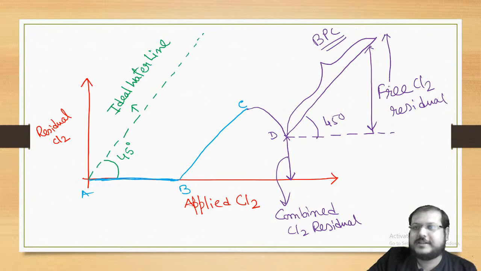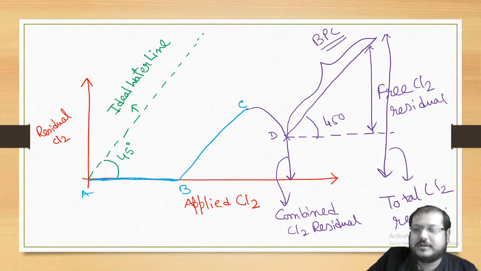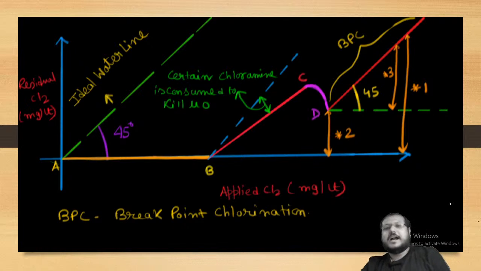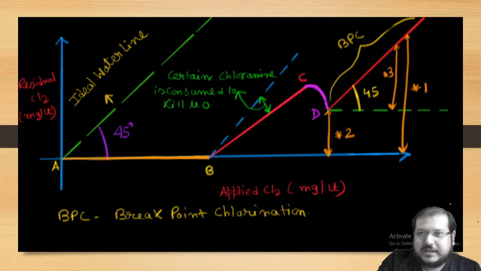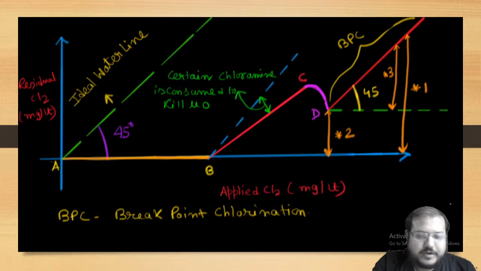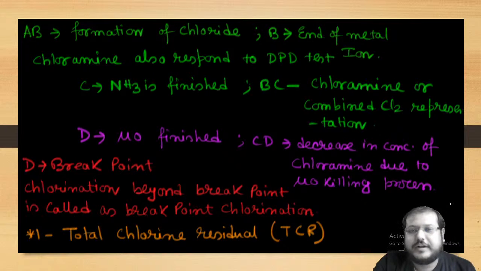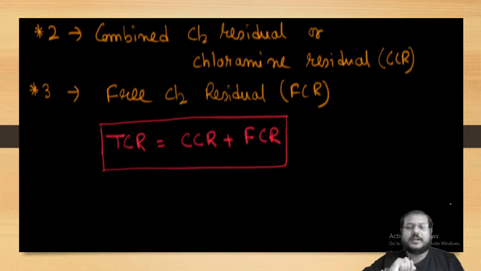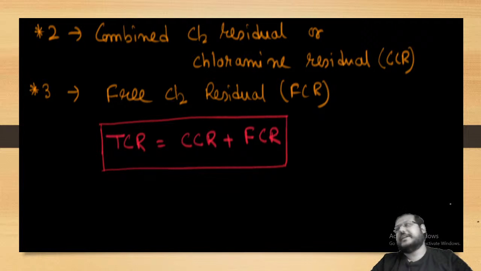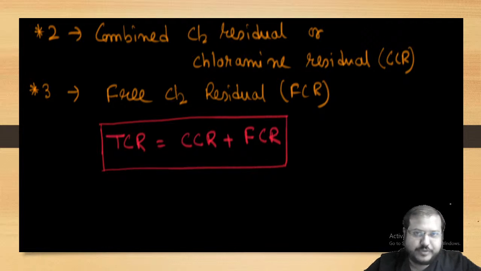And the whole Y-axis value you are getting is nothing but the total chlorine residual. So see, star 2, star 3, star 1. Star 2 is combined chlorine residual. Star 1 is total chlorine residual, and star 3 is free chlorine residual. So your total chlorine residual is a summation of combined chlorine residual and free chlorine residual. Is that okay?